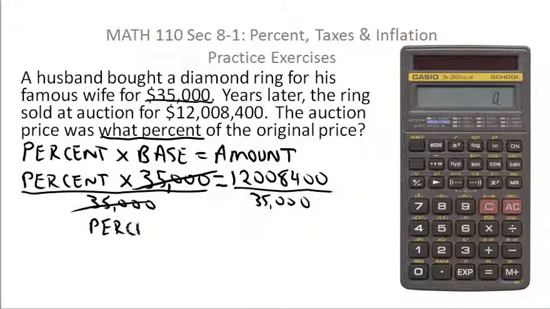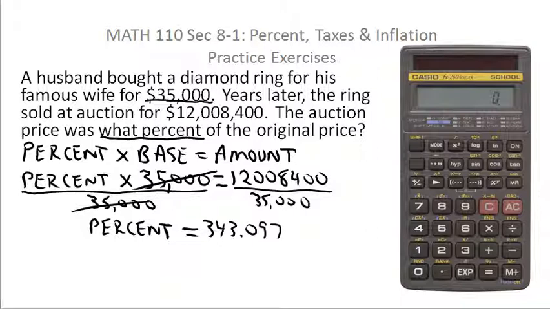So the percent is 12,008,400 divided by 35,000. So you're going to do in your calculator 12,008,400 divided by 35,000 equals. And when you do that, you end up with 343.097.